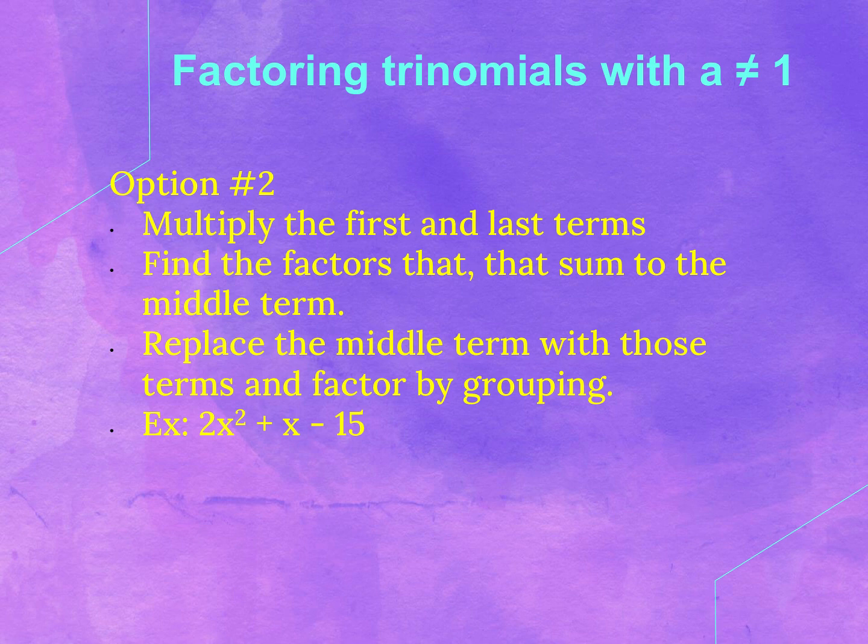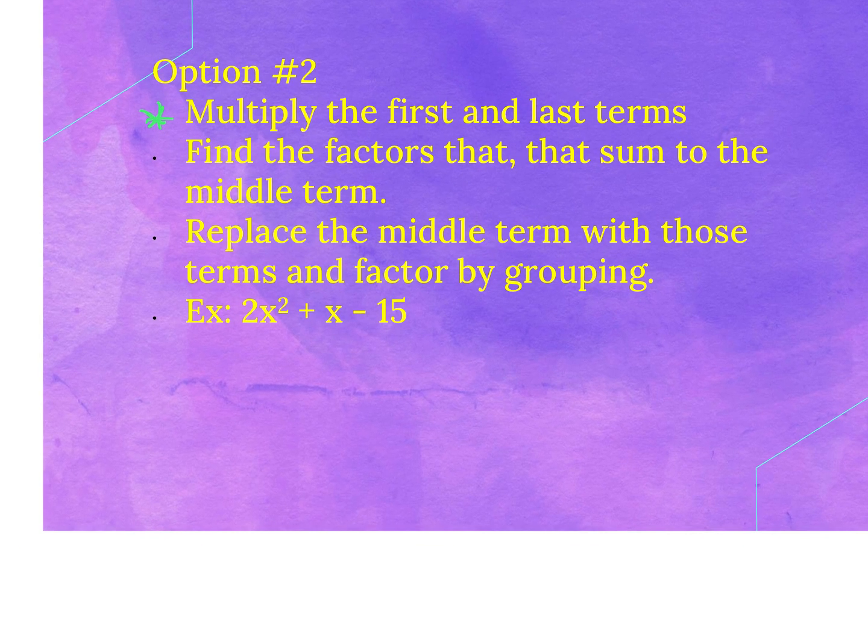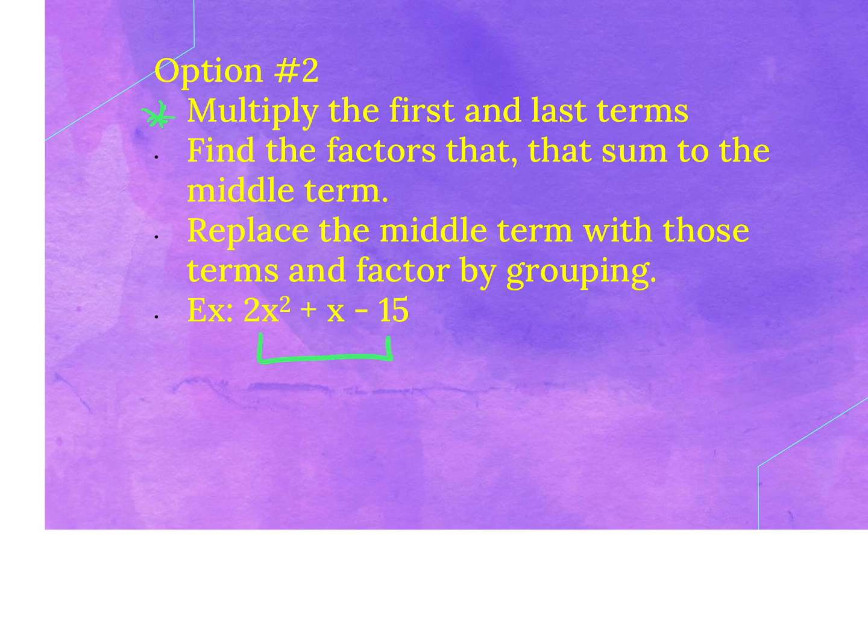Pardon the interruption. Okay, so option 2, here are the steps. You're going to first multiply the first and the last two terms. So here we go. 2x squared times negative 15 gives me negative 30x squared. These are going to be the factors that I'm looking for.